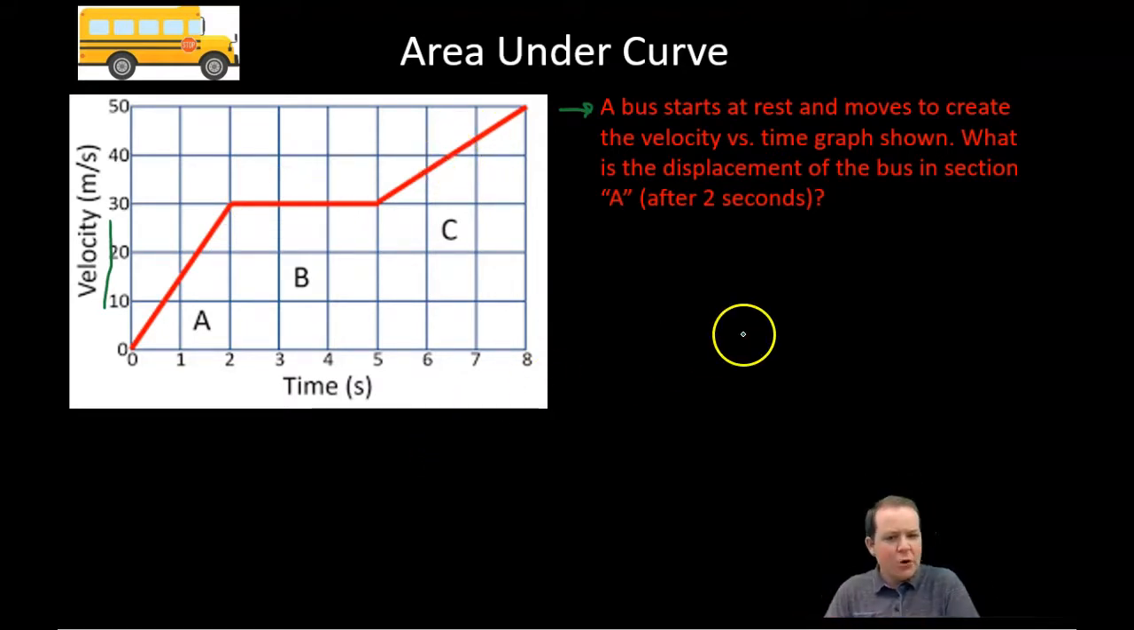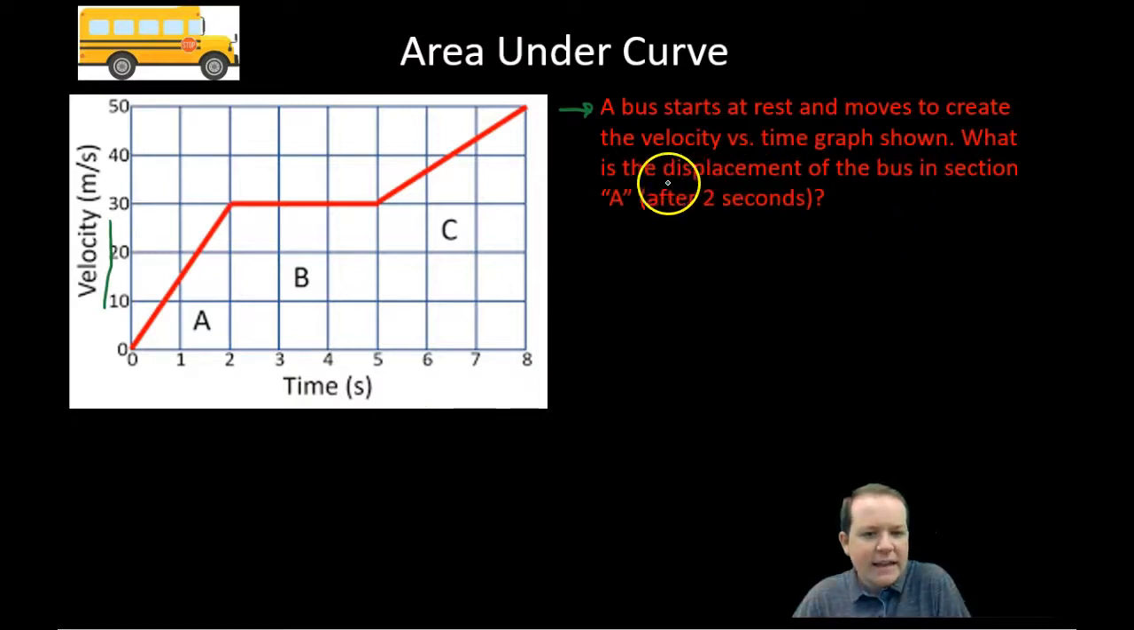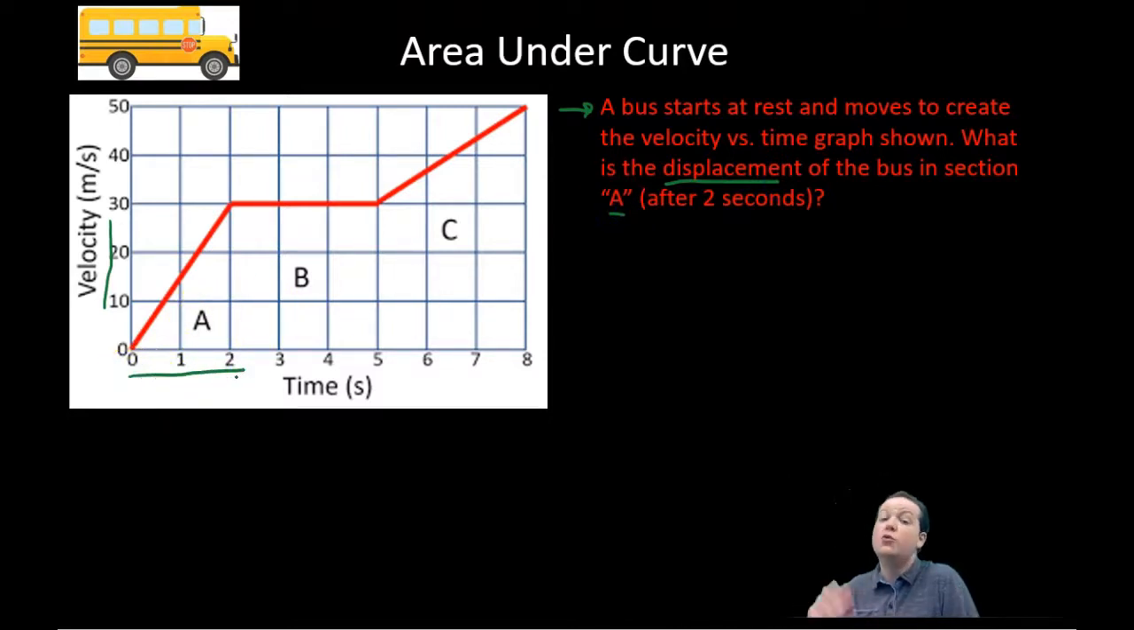Now, it's a velocity graph. The question is asking what is the displacement of the bus in section A. Section A is right here. It's these first two seconds, I should say. This part right here, this first kind of straight diagonal line. Okay, what is the displacement?